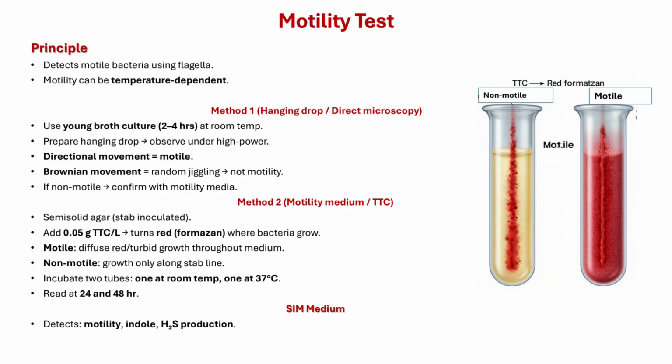Under the microscope, true motility is indicated by directional movement, while Brownian motion appears as random vibration. If the organism appears non-motile, results should be confirmed using motility media.